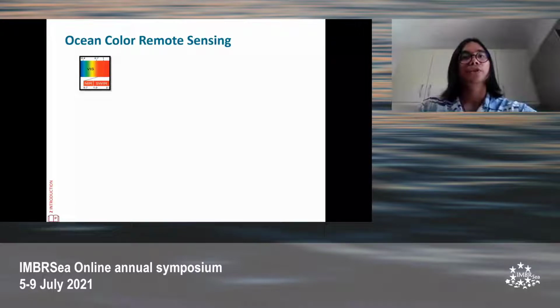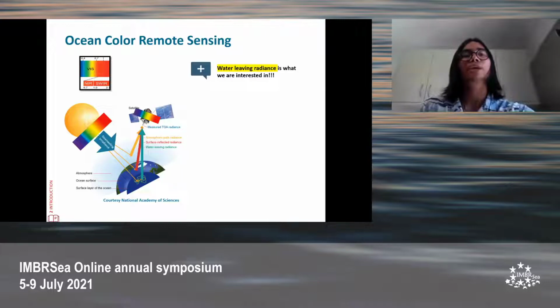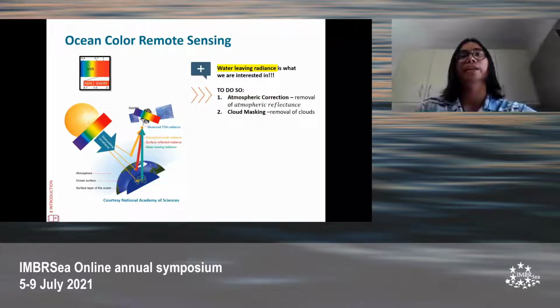The sun is the source of light, and the light travels to the earth, and it is known as the downwelling irradiance. There will be light that will be reflected by the atmosphere, and there will also be light that will be reflected by the sea surface. And most importantly, what we need here is the water leaving radiance. However, in order to get the water leaving radiance, we need to correct the atmosphere first by removing the influence of the atmosphere on the reflectance. And secondly, we need to mask the clouds and to differentiate clouds from the ocean.